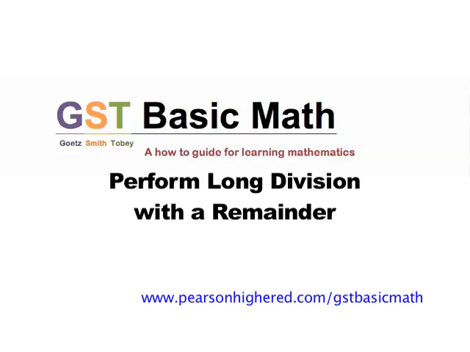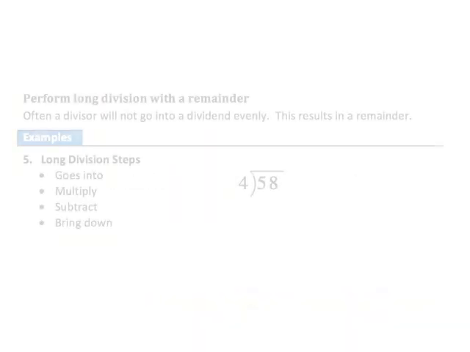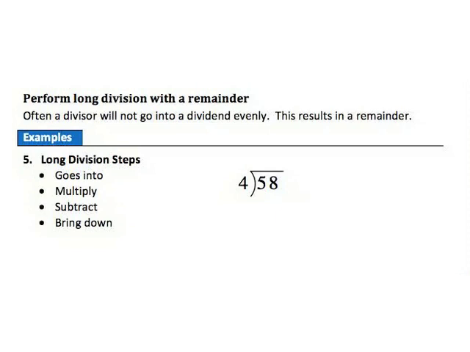Perform long division with the remainder. Often a divisor will not go into a dividend evenly. This results in a remainder. So, example 5, I'm going to do this long division problem.